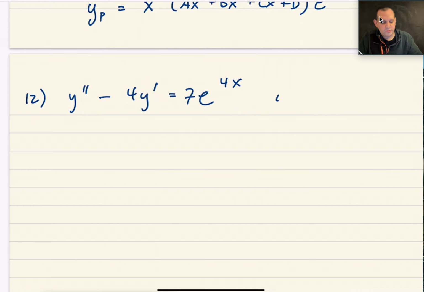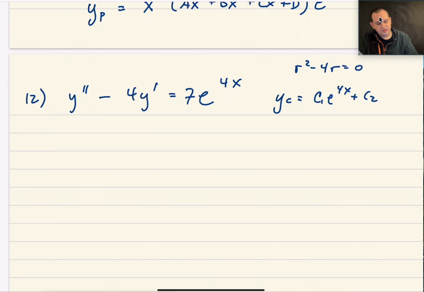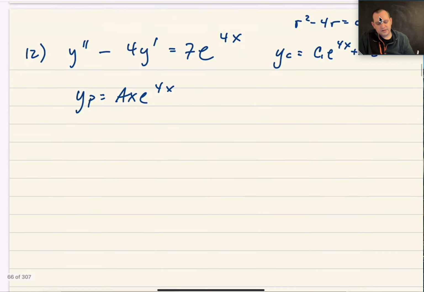Well, we know that the complementary solution is going to be, let's see, c1 e to the 4x plus c2, because the characteristic equation is r squared minus 4r equals 0. So r is 4 or 0. So we get an e to the 4x and an e to the 0x. So that's fine. That tells us that our particular solution is going to be ax e to the 4x. Okay, so nothing really to worry about there.